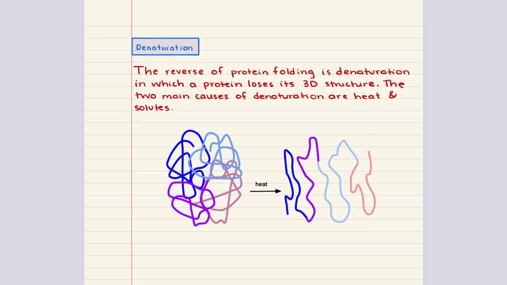Common causes of denaturation include 1, heat, which increases molecular motion and it breaks non-covalent interactions, and 2, solutes like urea or detergents, which interfere with hydrogen bonding or disrupt hydrophobic environments. Denaturation inactivates the protein because function is directly tied to structure. For example, enzymes lose their active site shape and can no longer catalyze reactions.